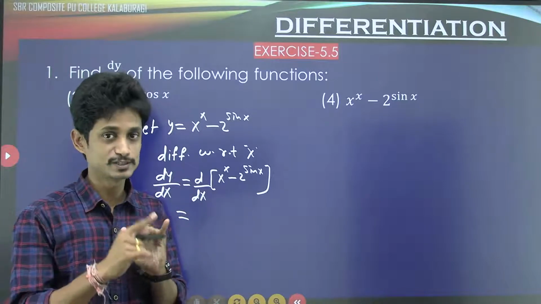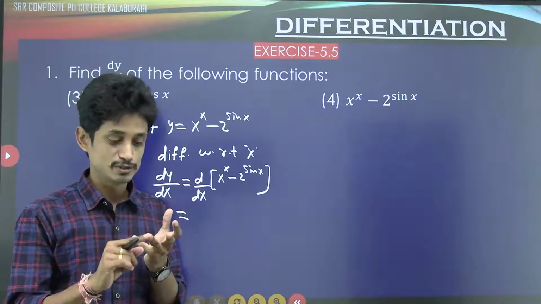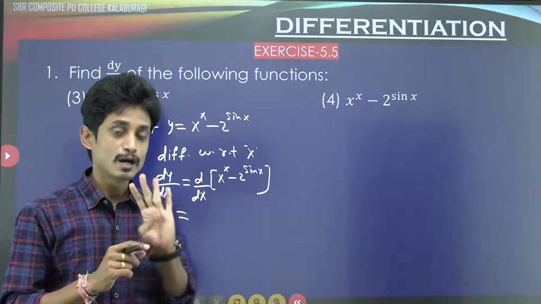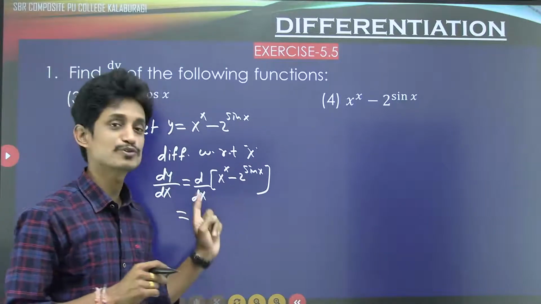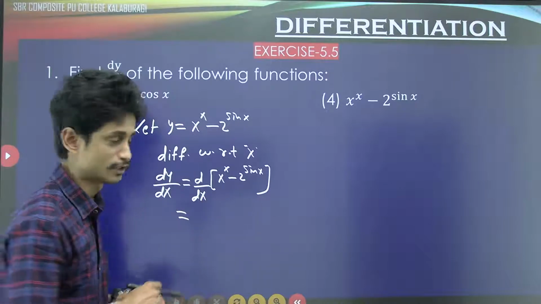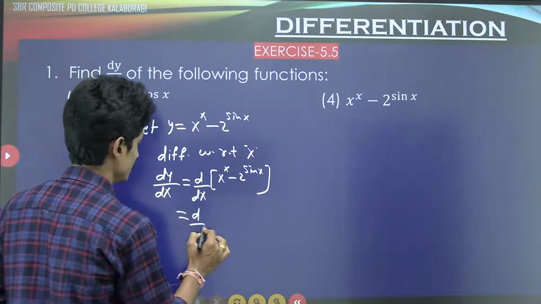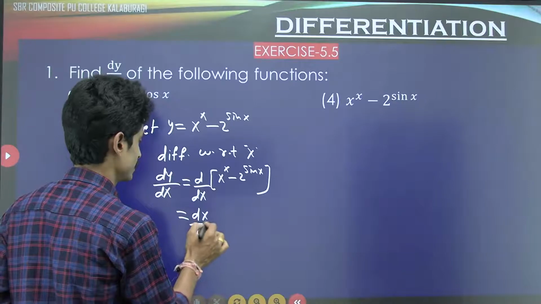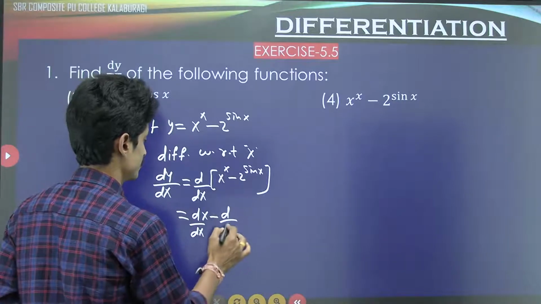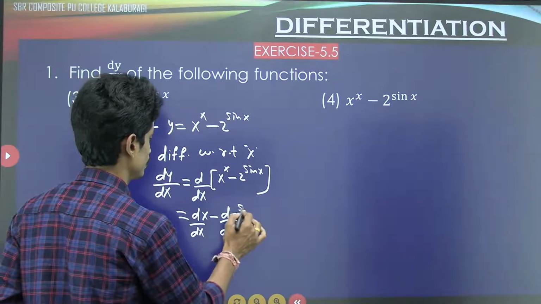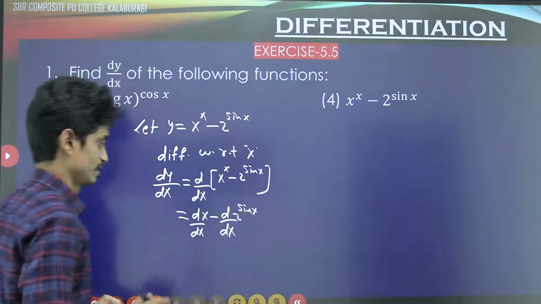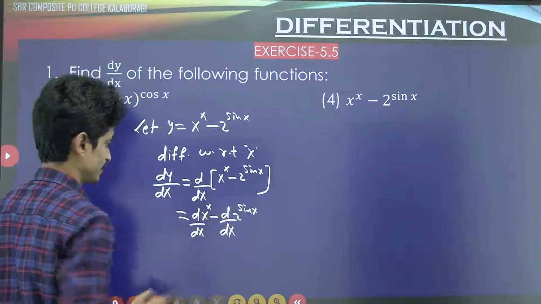I repeat: u plus v, u minus v, u into v, u divided by v, u power v. Among these 5 forms, I have u minus v. So let us take that form. That is d divided by dx of x power x minus d divided by dx of 2 power sin x.